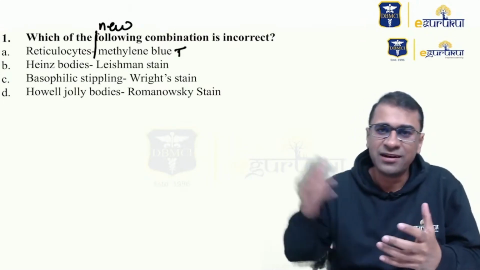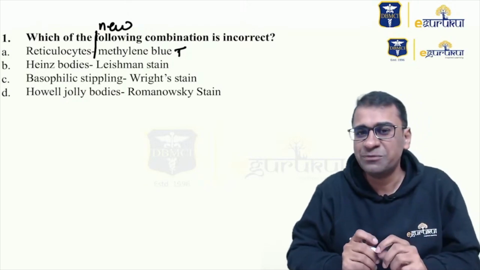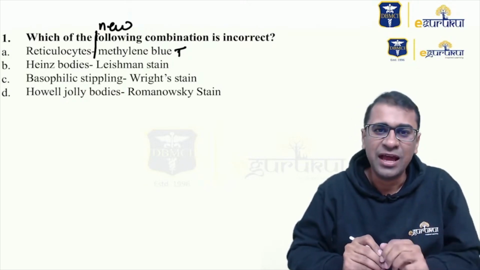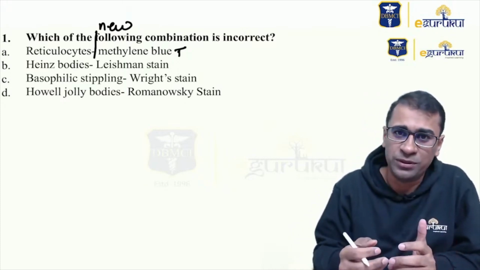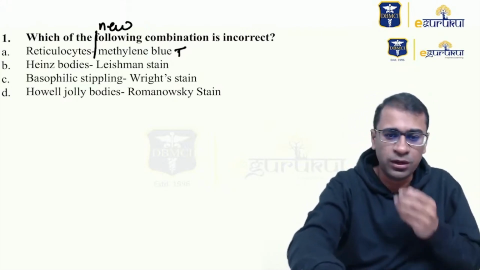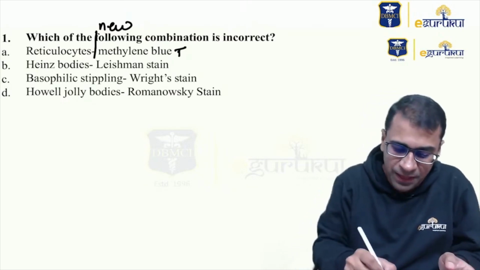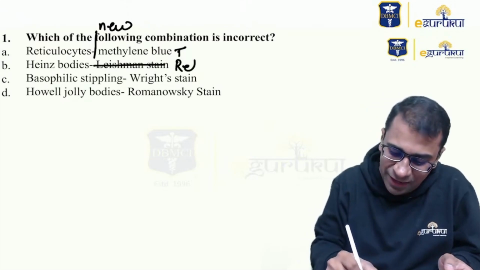Why do we take it as correct? Let's see the other options here. Heinz bodies are stained by Leishman stain. Look, Heinz bodies are actually seen in G6PD deficiency, and Heinz bodies are nothing but oxidized hemoglobins. So because they are oxidized hemoglobins, they can surely be stained by the Leishman stain. But the best stain for them is not Leishman. The best stain is a reticulocyte stain.